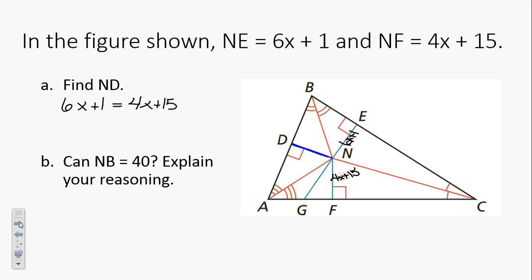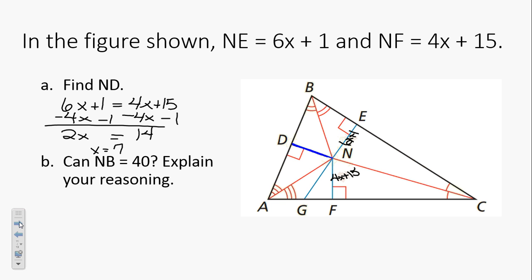Okay. Now it's a matter of solving, right? So Liam, what are we going to do to get the x by itself, or solve for x? Subtract the 4x, take the 4x to the other side. We get 2x. And Faith, what are we going to do to get the numbers to the other side? Yep, subtract 1. So x is 7, right?